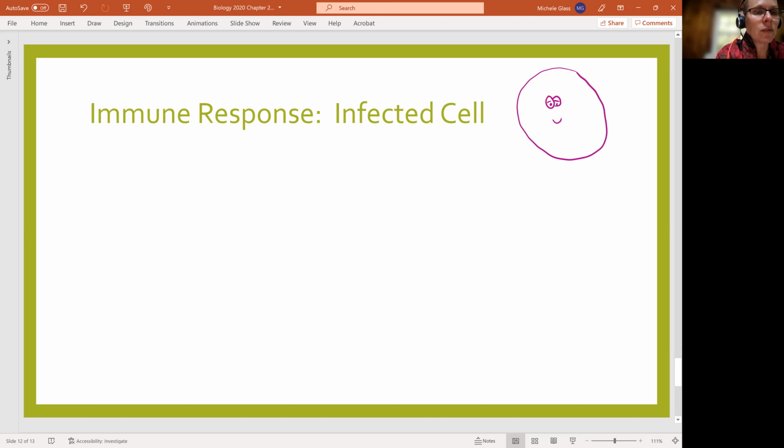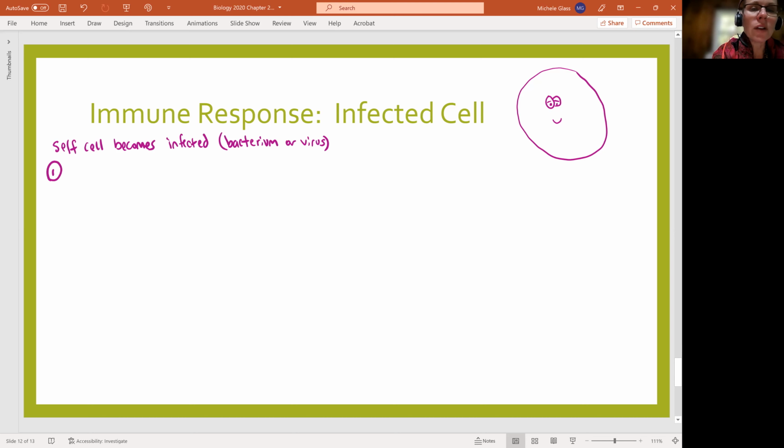So the self cell becomes infected. So we're talking about a pathogen such as a bacterium, which is a singular word for bacteria, it's plural, or let's say a virus infects our cell.